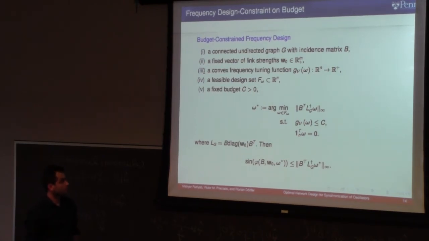So I want to find omega star such that the upper bound for the phase cohesiveness is minimized subject to a budget constraint. And as you recall, this is my assumption that the average of natural frequencies should be 0. If I solve this problem and I get this omega star according to that criterion, then my phase cohesiveness, the maximum gap between the phases, will not exceed this upper bound. This problem is trivially convex because g is convex by assumption, and this is an infinity norm of an affine function of omega, which is also convex. So I get a convex problem here, right?